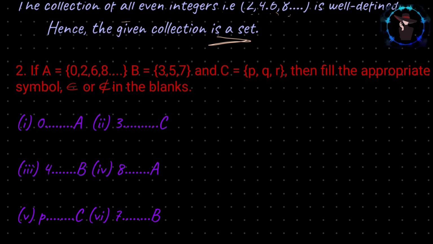Does 0 belong to A? Yes, it does. Let's fill it with the belongs to symbol. Now, does 3 belong to C? It belongs to B. So this is the wrong thing. It doesn't belong. Sorry, the third one, does 4 belong to B? Is 4 in B? No, 4 is nowhere. So it doesn't belong. I think 4 is in A. I missed writing it here.